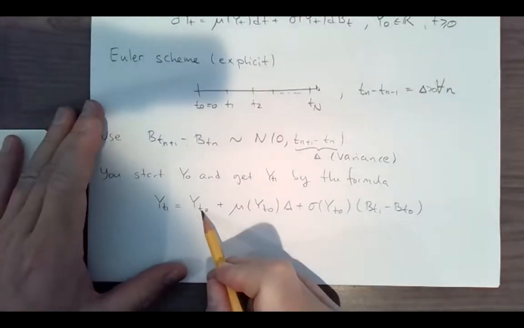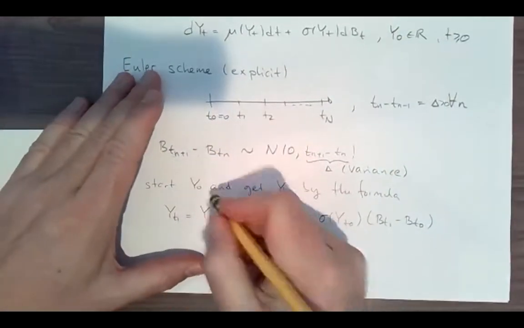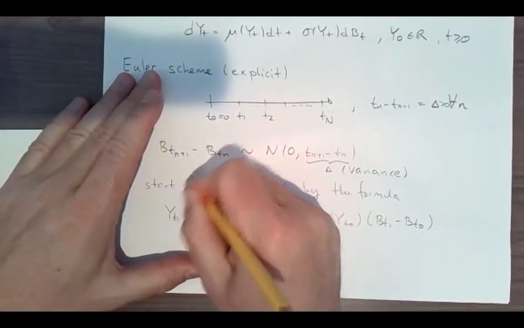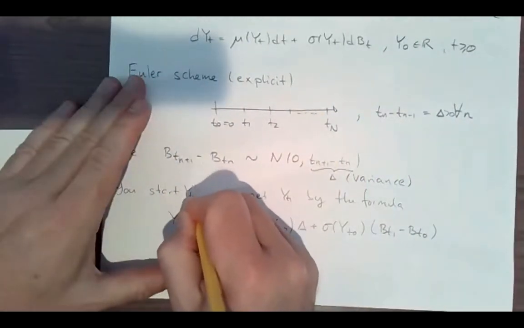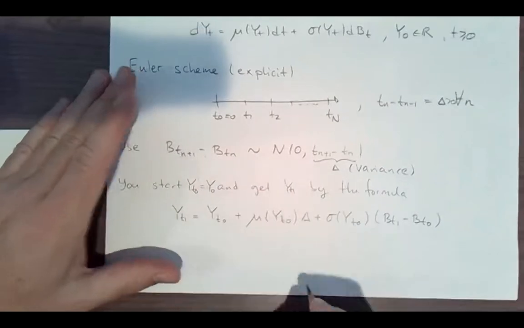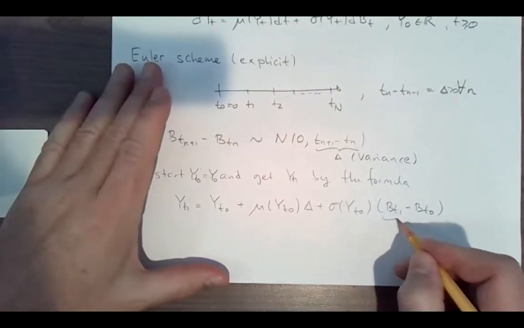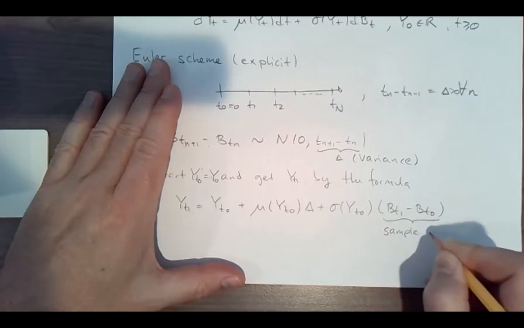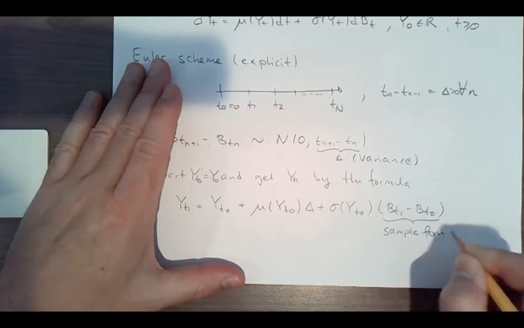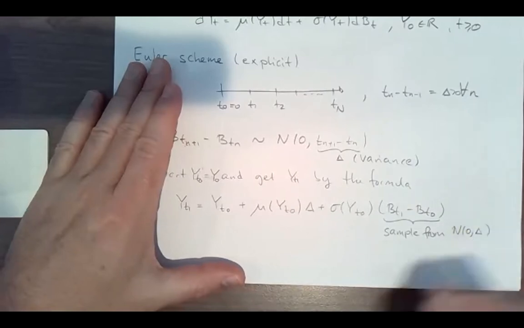Right, so this one here is given. Y_0 and Y_{t_0} are the same because t_0 is equal to zero. So you start out with Y_{t_0} being Y_0, and then you get the next one according to this formula. And this one here you can sample. This is a sample from that normal distribution N(0, delta).